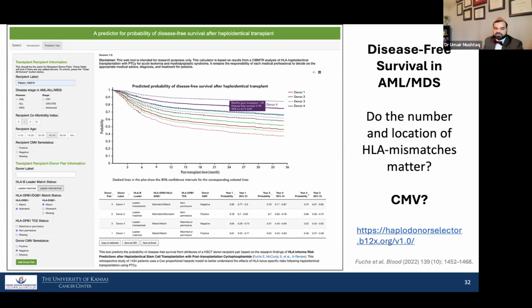It does not take donor age into account, though recipient age it does. I think donor gender also is not accounted for. But other factors it does account for. It's not perfect, but I think it's a useful tool. We usually use it in our practice when we have different haplodonors, and this can give you an idea. I don't think you should solely base your decision on this, but this is a useful tool.